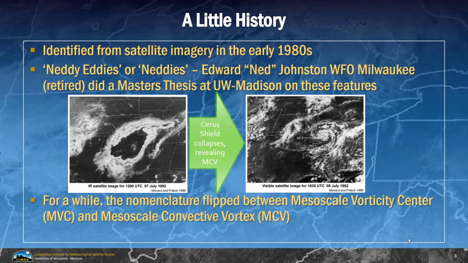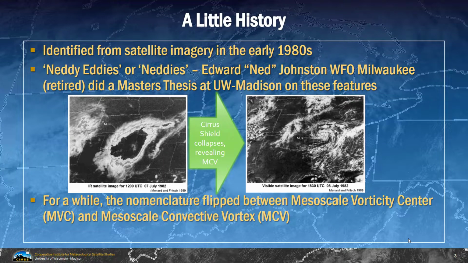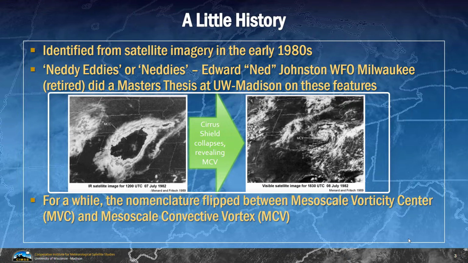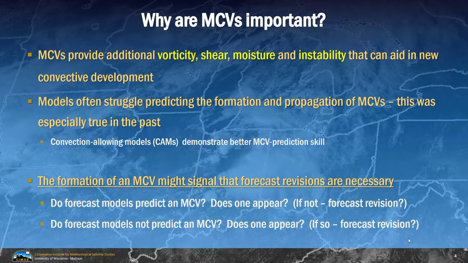Just a little history first. These were identified from satellite imagery in the early 1980s. Sometimes if you go way back, you'll see them identified as NEDIs. That was in reference to Ned Johnston, who was at the forecast office in Milwaukee for a very long time. But in the early 80s, he did a master's thesis at UW-Madison on these features. Typically what happens, as shown in the middle here from the 1982 imagery, is that a cirrus shield collapses and it reveals an MCV. You can also see the circulation underneath the cirrus canopy before it collapses by looking at radar.